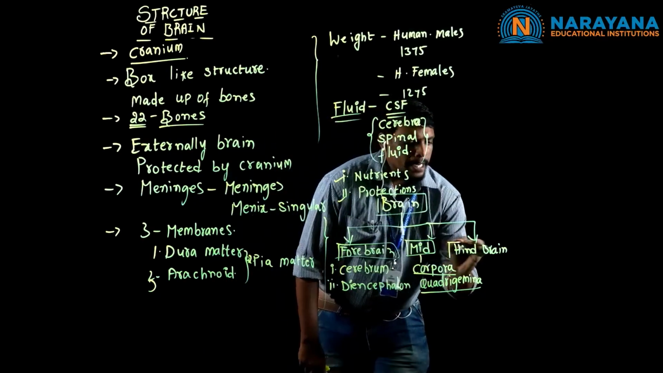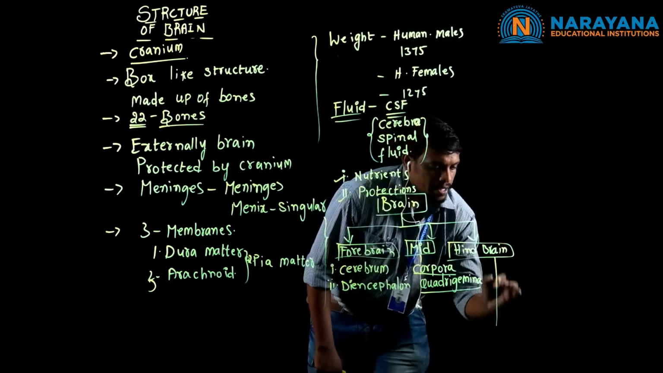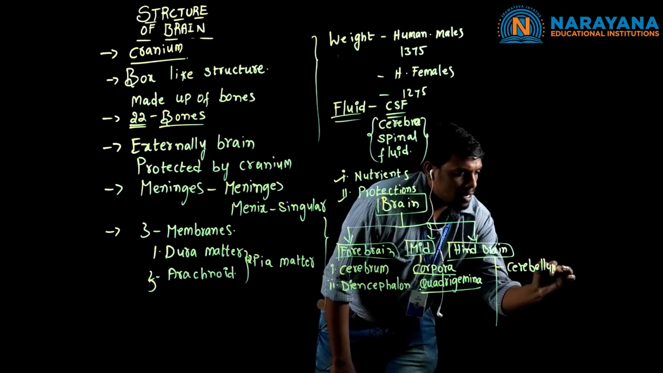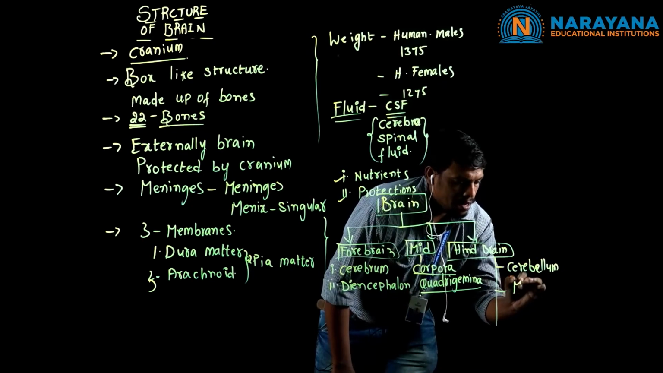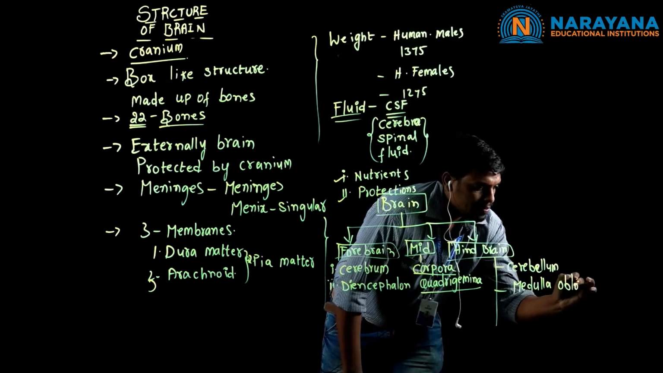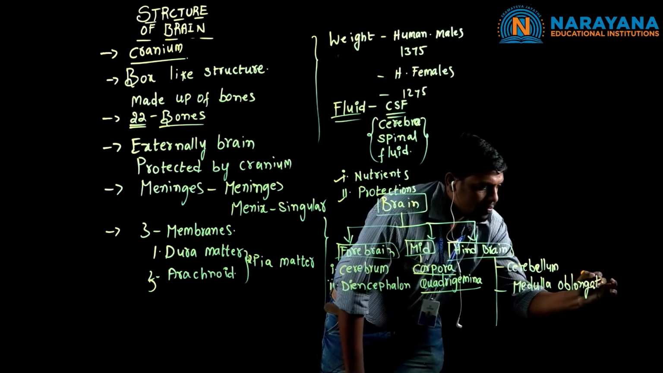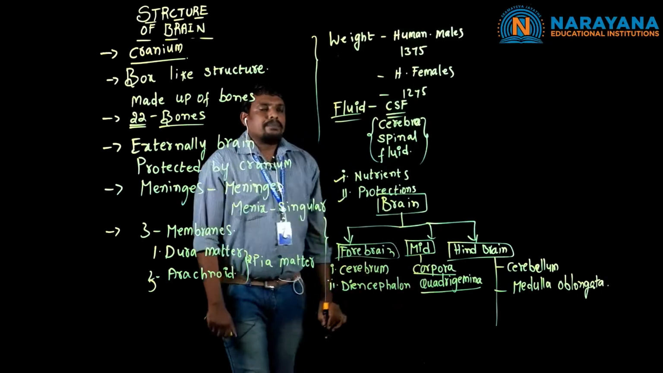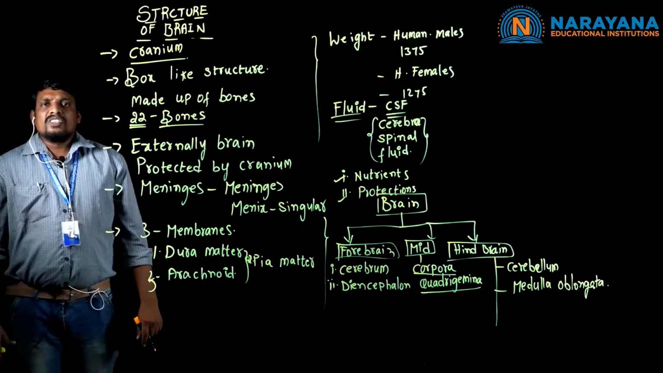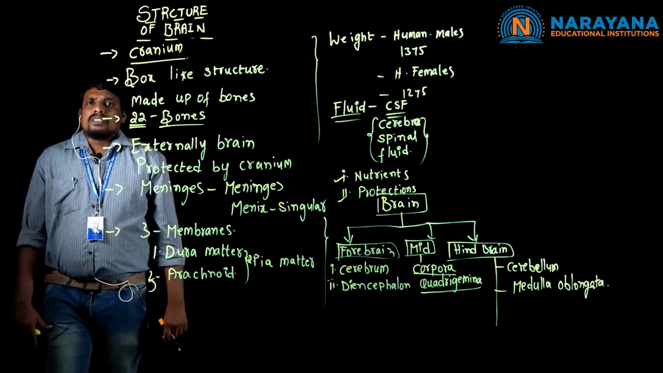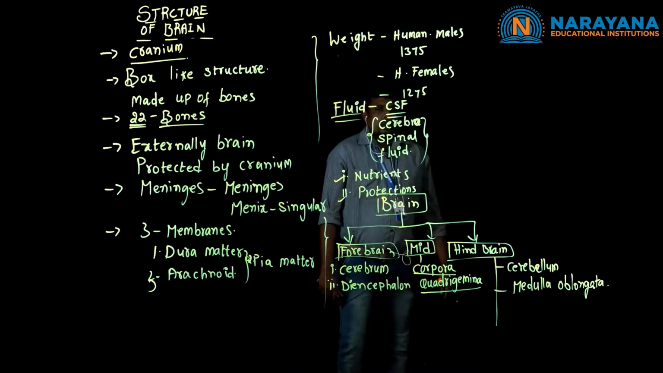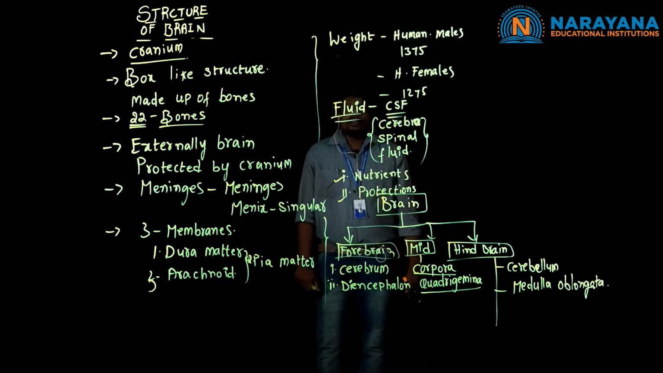If you see, the hindbrain is having the cerebellum and medulla oblongata. Cerebellum and medulla oblongata. This is the classification of the brain, or 3 major divisions of the brain, based upon the structure and functions. Can you note it down? So that we will continue the next concept.